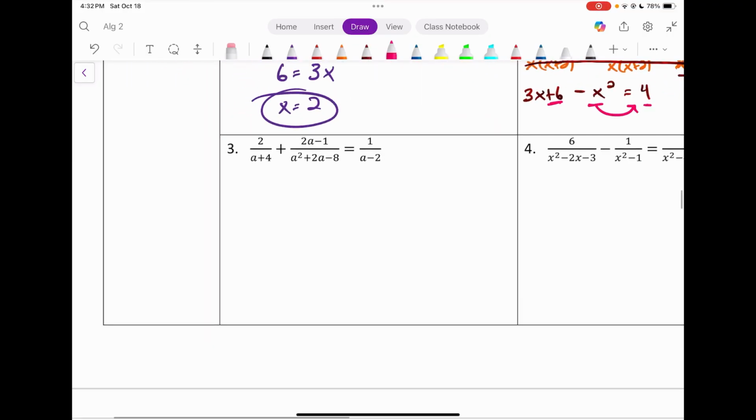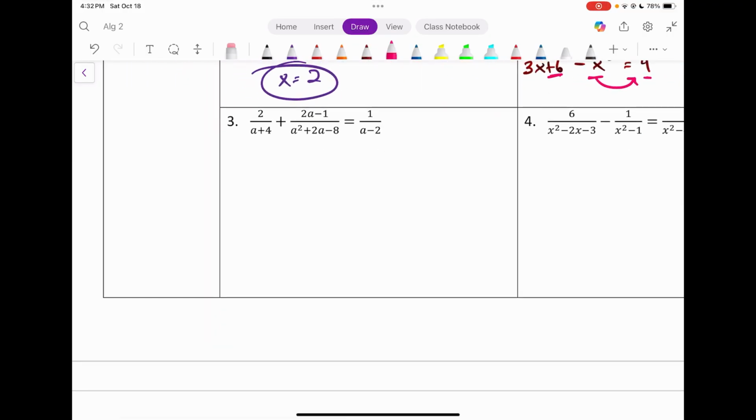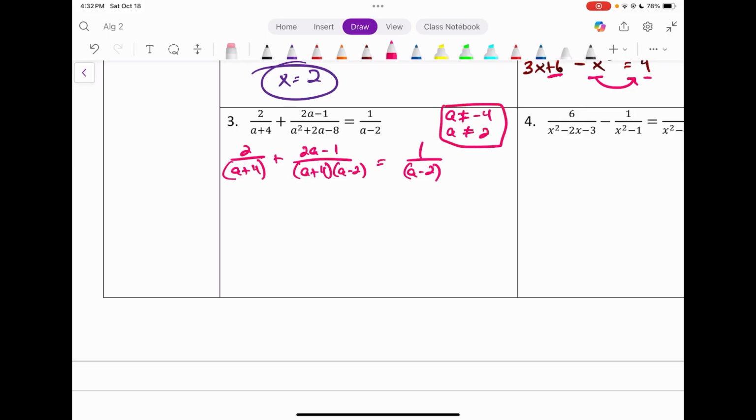Next up, let's factor the bottom. So you have 2 over a plus 4 plus 2a minus 1 over, we're going to factor that into a plus 4 and a minus 2 equals 1 over a minus 2. So notice on the bottoms, the values that a can't be. A cannot be -4, or a cannot be, let me put a not equal to, 2. There's the two values that a can't be. So therefore, let's make all the bottoms the same.